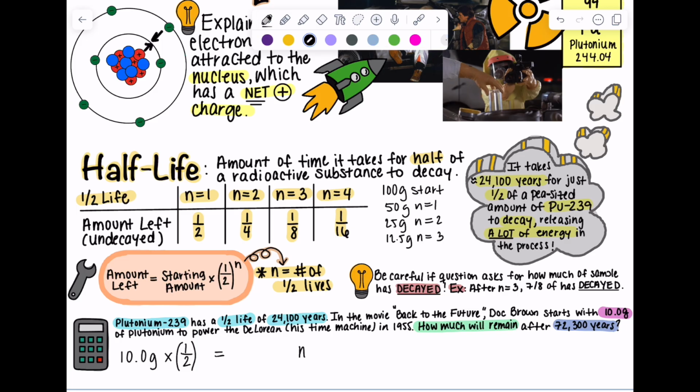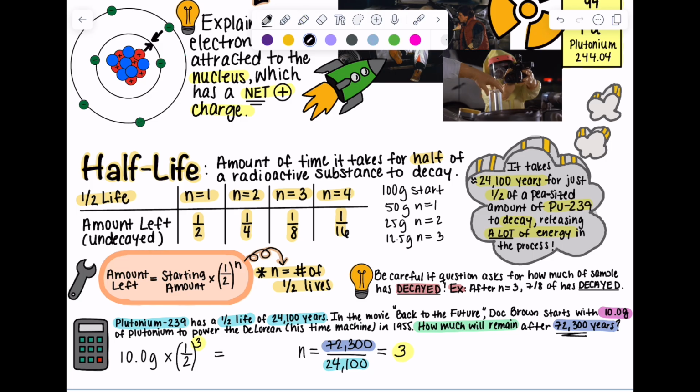What you can do is you take the total amount of time that's elapsed, so 72,300 years, and divide that by the length of one half-life, which here they give you to be 24,100 years. When you divide the two values, you end up getting 3. That is your n. So it takes 3 half-lives when you go from 24,100 years to 72,300 years. That's what that value is saying.